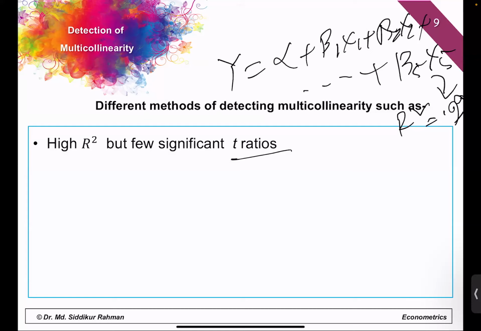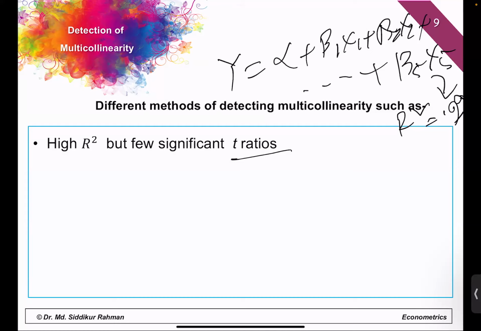So it means the model is well fitted. The model is very, very good fitted. Anyway, you can find R square is very high, but very few significant predictors. How many predictors are here in this example or in the regression model?